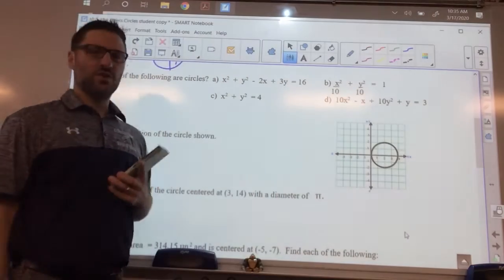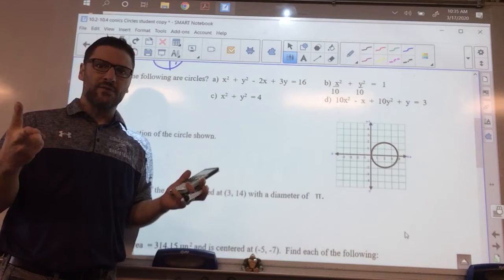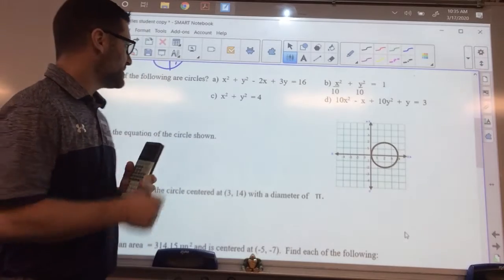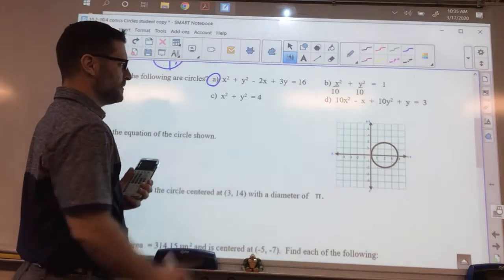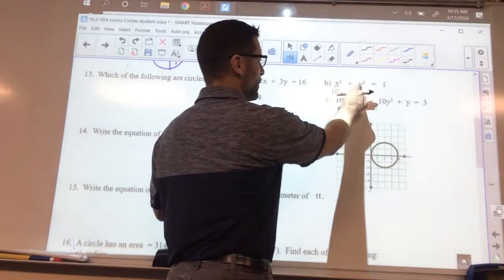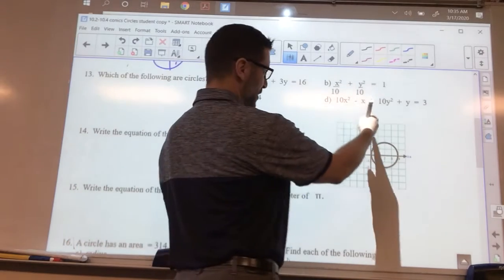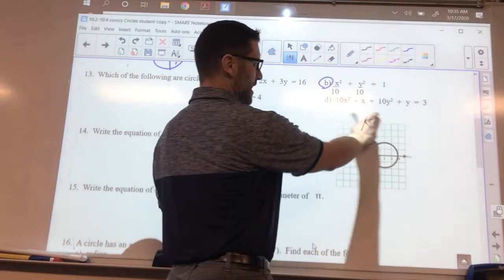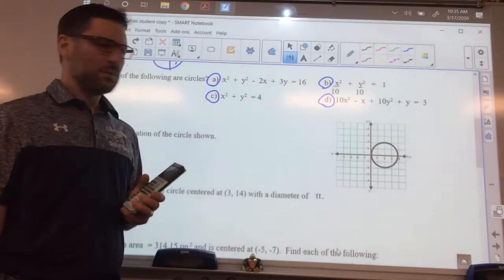Which of the following are circles? X squared and y squared, both positive or both negative. Actually, it would work for both to be negative also. And they have the same leading coefficient. So let's look. X squared and y squared, both positive. X squared and y squared. They're both positive. They don't have the same leading coefficient, but they have the same denominator. I could multiply everything by 10, and we get it. X squared and y squared, okay, both positive. They were all circles.